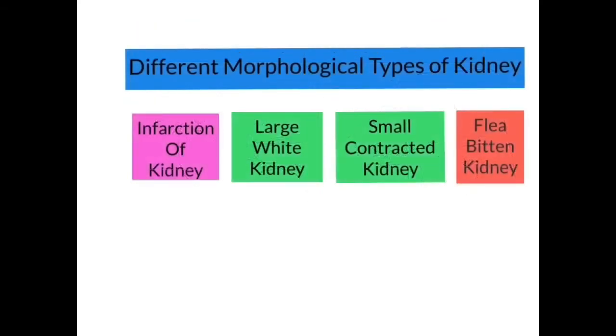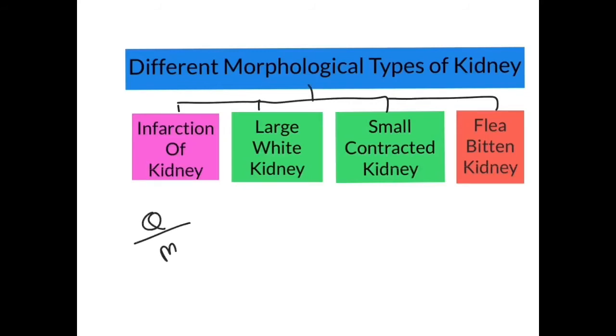Coming to the different morphological types of the kidney, the kidney can be divided into infarction of the kidney, large white kidney, small contracted kidney, or flea-bitten kidney. Why I am describing all these different morphological types of the kidney is because it is very important, as these morphological types can be asked as a question in the theory. This can be asked as an MCQ.